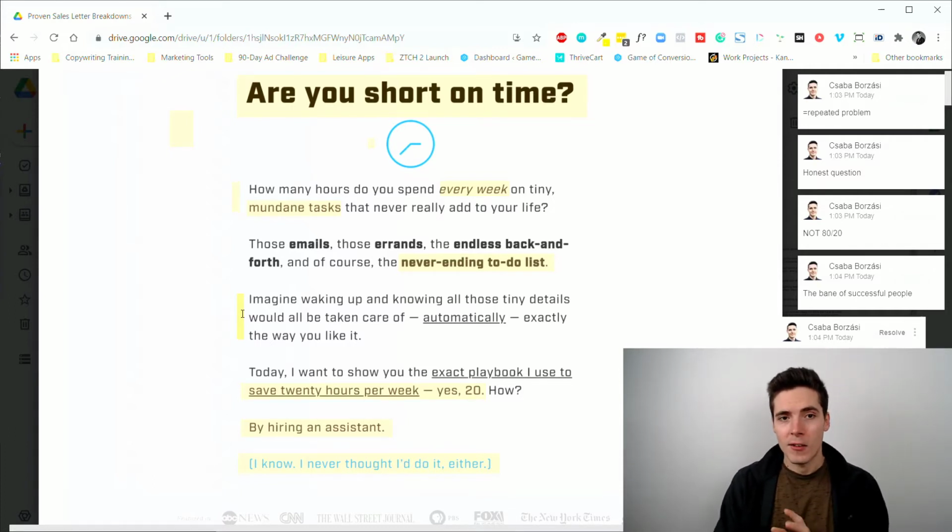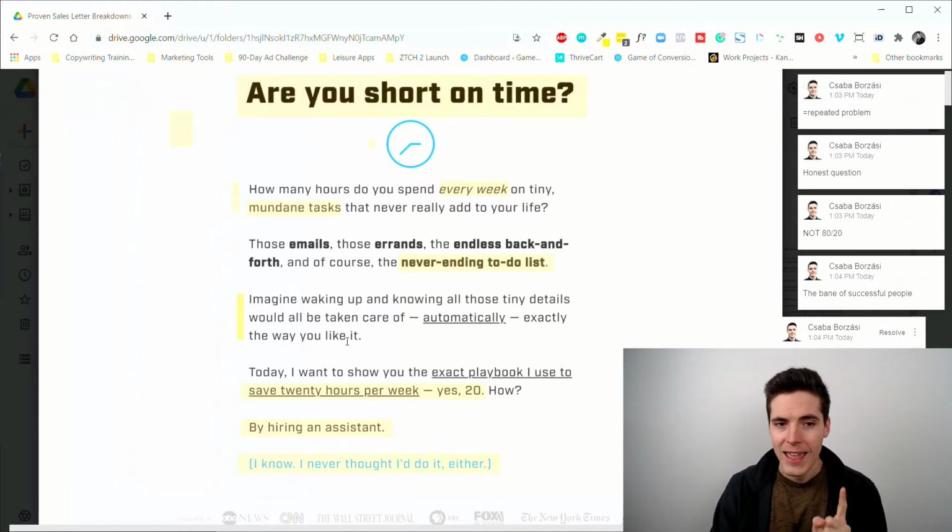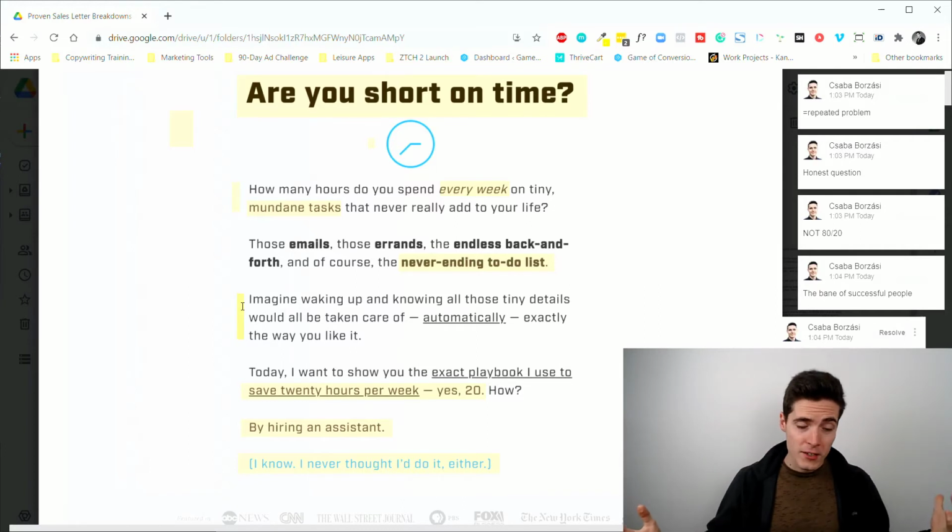And that's why this whole thing is called problem solution lead, because you have the problem, but then the copywriter kind of paints the dream. He hints at a solution. So he says, imagine waking up and knowing all those tiny details would all be taken care of automatically, exactly the way you like it. And if you're in the target audience, you feel like, damn, I want that. So it's like, wow, is it really possible to solve this problem?